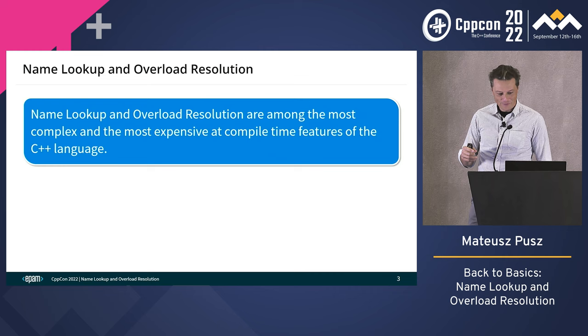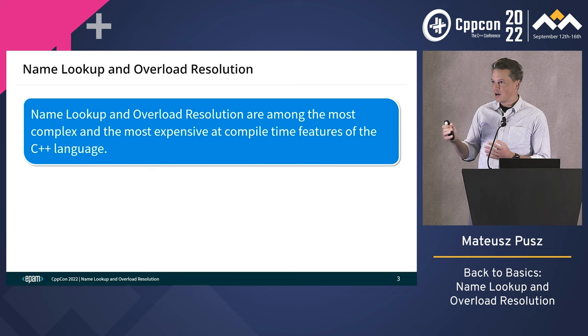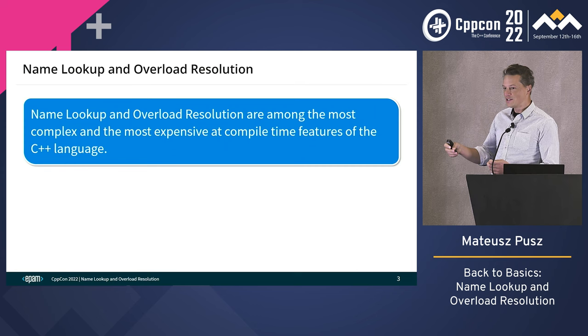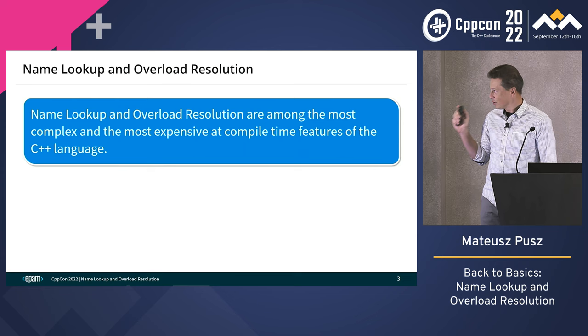All right, so basically the rationale. First of all, the features we are going to address today are really expensive. Name lookup and the overload resolution are among the most complex and the most expensive at compile time things that the compiler does in the C++ language. We often blame templates for slow compilation times, but actually often also overload resolution takes a lot of time in our compilation process. So this has a lot of cost.